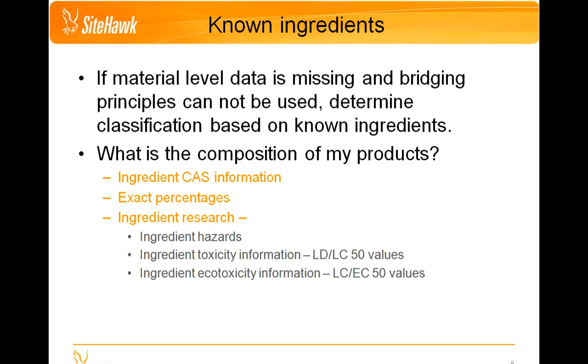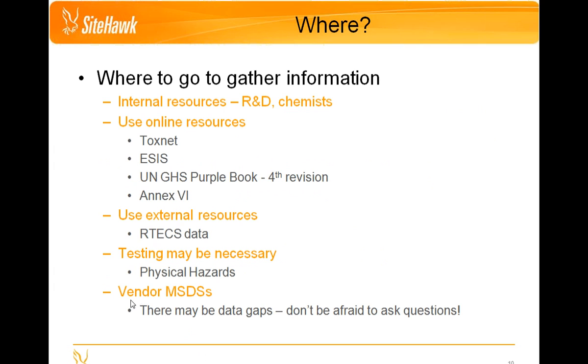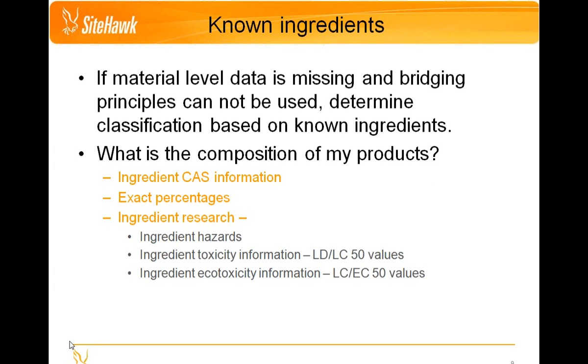And then finally, if material level data is missing and bridging principles cannot be used, you can then determine classifications based on hazards of known ingredients. So this means, first of all, you need to collect composition information for your products. And I see we're on another slide. Okay. First of all, do you have ingredient CAS number information? Do you know the exact percentages for those ingredients as they are contained within your material? Exact percentages will allow you to provide the most accurate classification possible for your material.